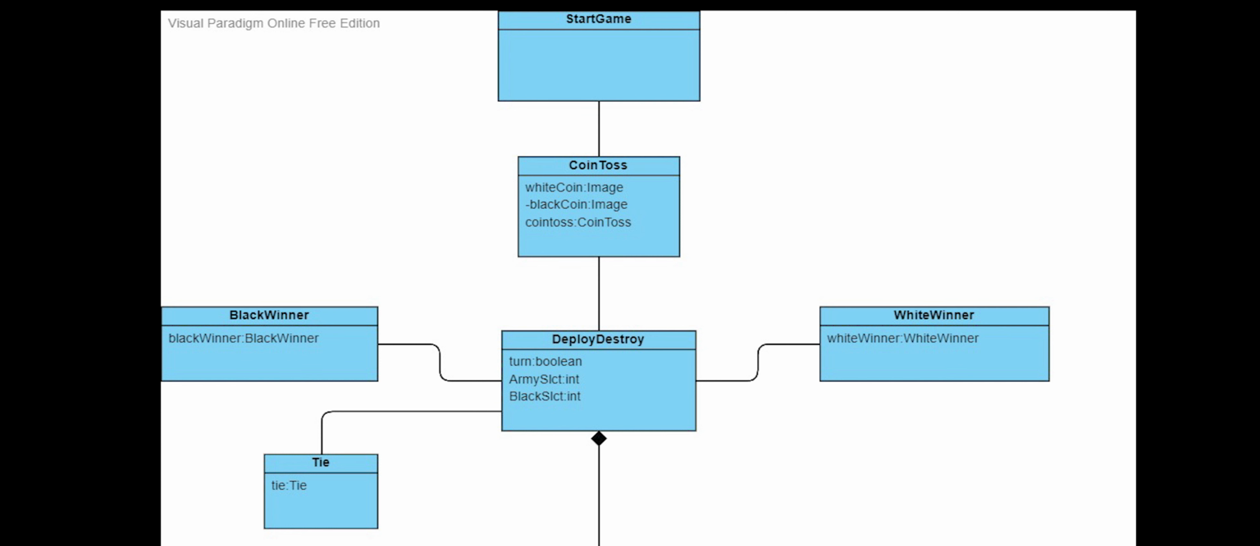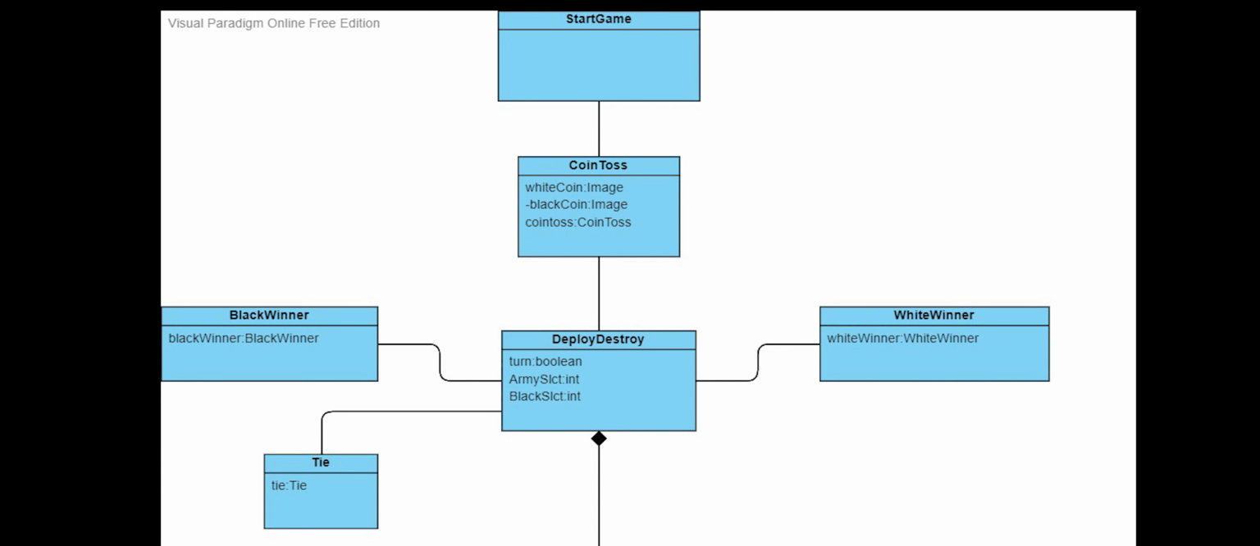The DeployDestroy class is another GUI that contains the army selection for the player and the computer, and also has the alternation of turns. It is also connected to the white winner, black winner and tie classes in order to find the winner after the end of the game.